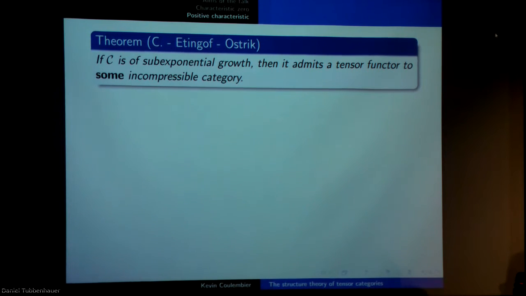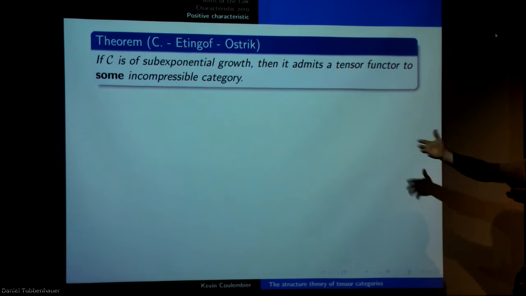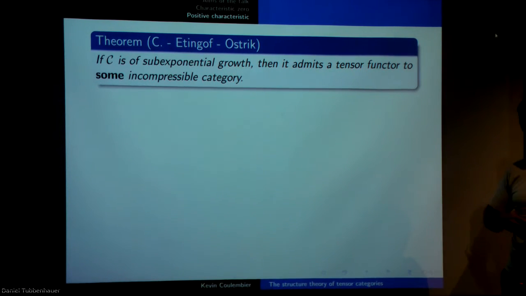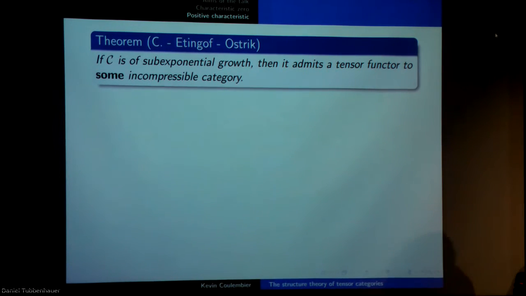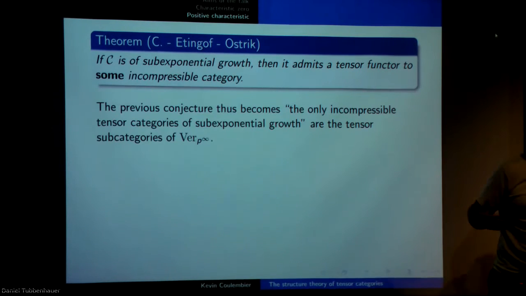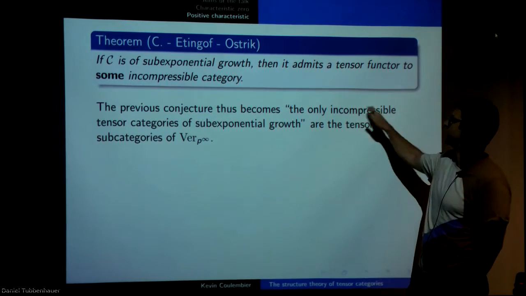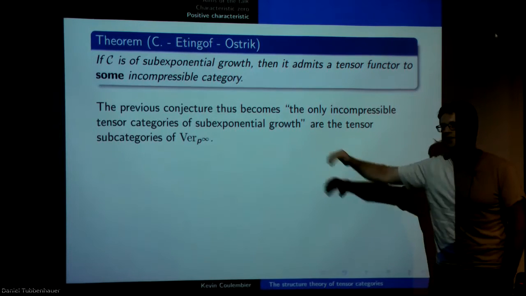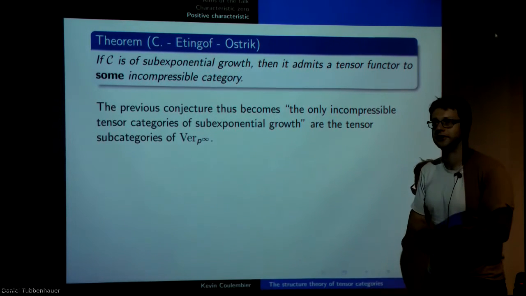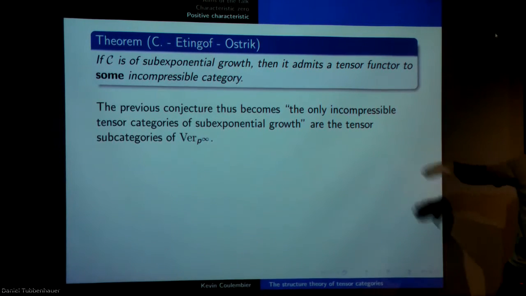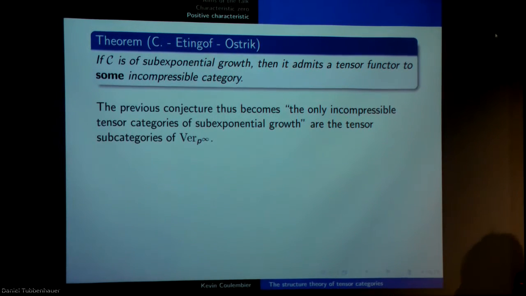But here, it is not a priori clear that we were barking up the right tree, looking for incompressible categories. Maybe it's just not true that everything has some functor to some incompressible category. So we checked that first, and that is true. So that's a good sign. So basically, the previous conjecture becomes: the only incompressible categories are precisely subcategories of that union of Verlinde categories. I'm not saying this is easier to prove, but it's a reformulation.